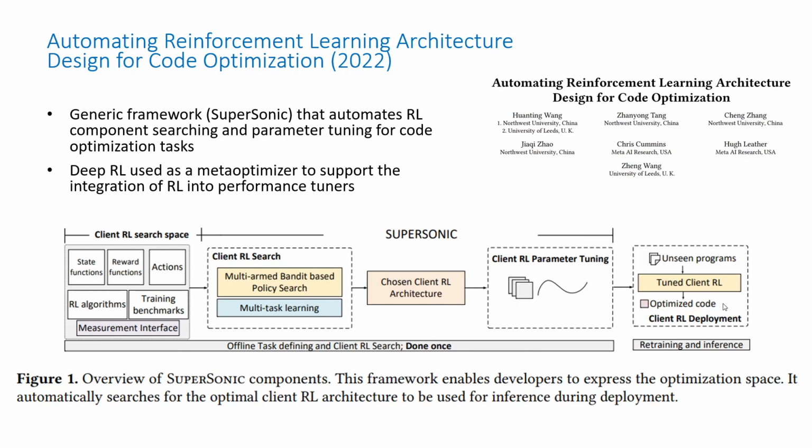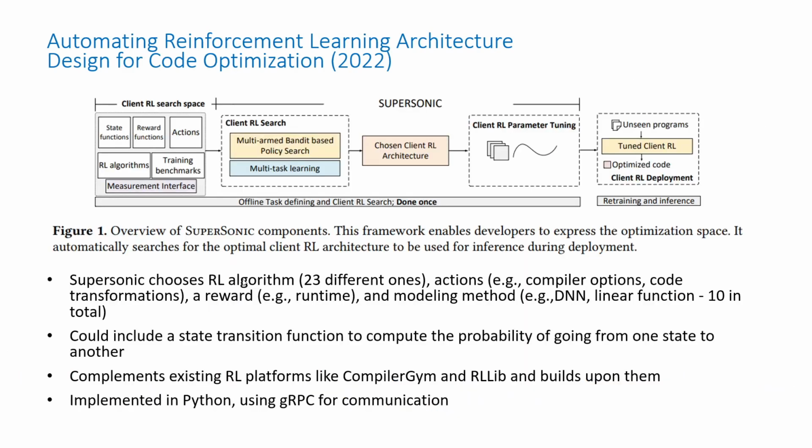It is interesting that Chris Cummins and Hugh Leather, who appear under Meta AI, were part of the University of Edinburgh, and they worked for a long time in the intersection between artificial intelligence and compiler optimization. Supersonic chooses from a list of 23 different reinforcement learning algorithms, but also it chooses between actions like compiler option, code transformations, also the reward, and the modeling method. And basically they have a finite set for these options, and they choose between them.